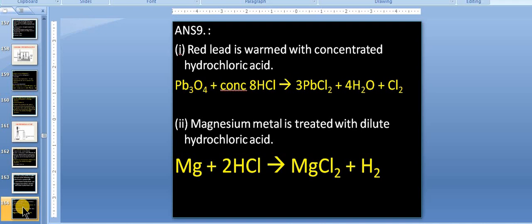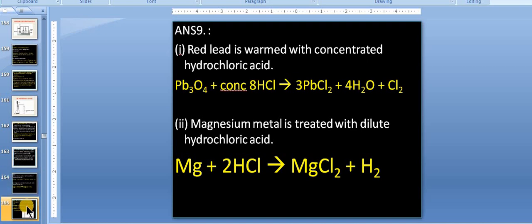So please, you can see the screen and check the balancing. Sometimes I may also make some error, so check it please. I think it's okay. 6, 8. Yeah, 8 chlorine. Yes. Fine. So let us move ahead for the next question.